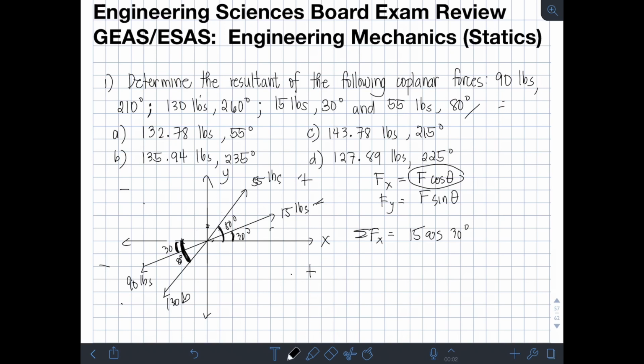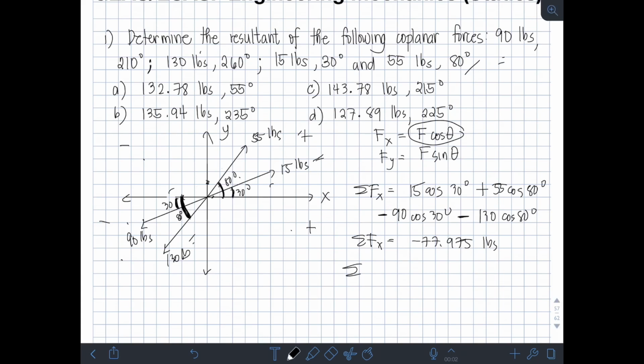Then dito sa 55 pounds, positive din siya kasi nasa first quadrant yung terminal side. So, plus 55, then cosine nung angle niya na 80 degree. Then para sa 90 pounds, dahil nasa third quadrant siya, minus, right? Minus 90 cosine ng angle niya na 30 degree. And then lastly, itong 130 pound, 80 degree, nasa third quadrant din, so minus. Minus 130 cosine 80 degree. So pag sinolve natin to using calculator, ang masasolve natin is approximately negative 77.975 pounds.